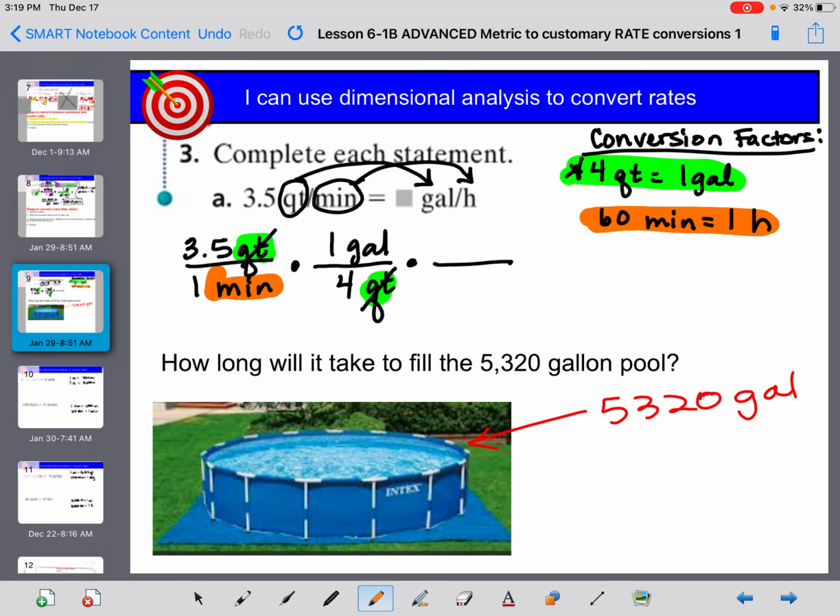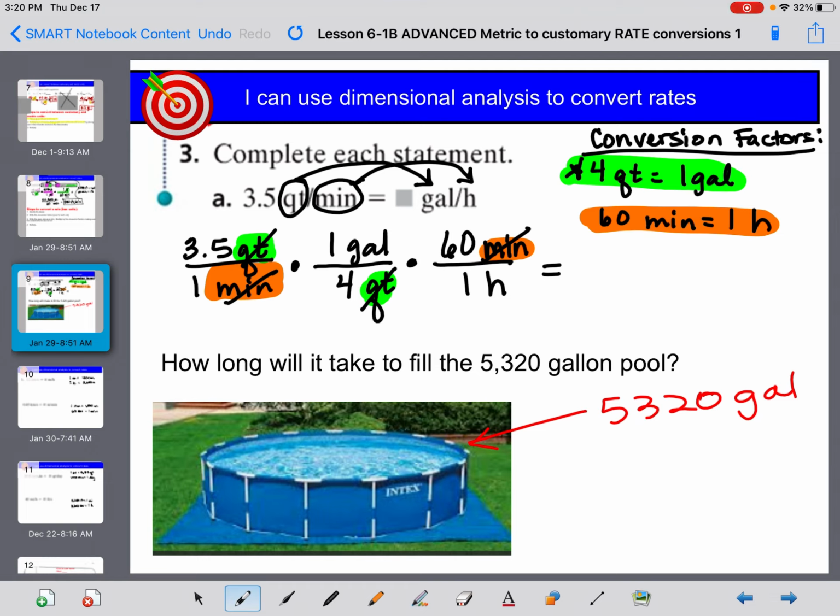Let's strategically place minutes so that the minutes in the original rate, which are currently in the denominator, will cross out by putting minutes in the numerator over here. 60 minutes over 1 hour. Minutes, minutes. Cross off, cross off. Now I simply multiply across.